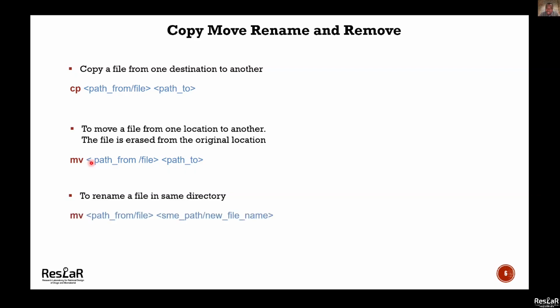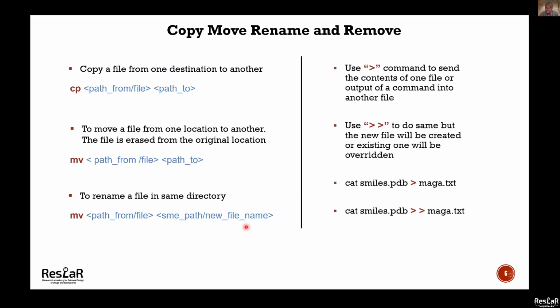So we can use this idea to rename a file, since when you move a file, it is no longer available in the original directory. If we move a file from the current directory back to the current directory using another name, we eventually rename it because we remove it and bring it back as another name. So that's how you rename a file. So path from file, then path to new file name. So in the same place, you move it, bring it back at the same time.